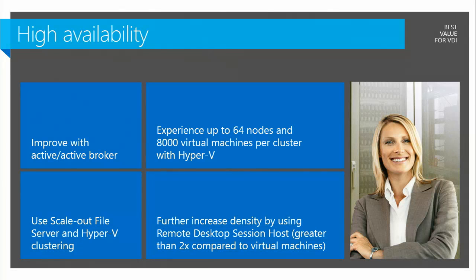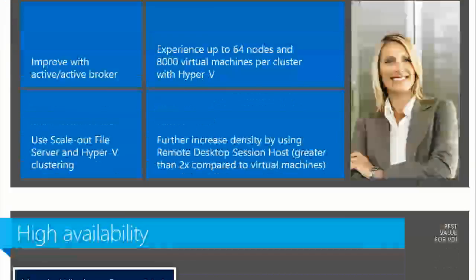What have we done? As I showed in the console, basically every one of the features can be made redundant. We can put IIS for the web access in a farm. We can put the gateway in a load balance cluster. Create multiple RDVH hosts, that's multiple machines just running Hyper-V, hosting operating system virtual machines. We can scale all those out.